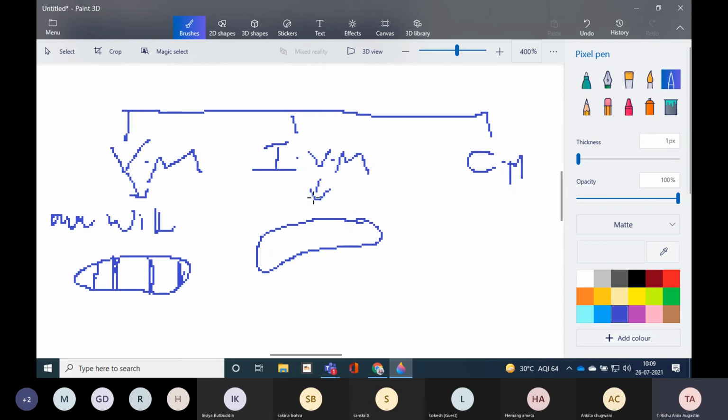Voluntary muscles are controlled by our will, but involuntary muscles are not under our will. Is this much clear? Now the last one is cardiac. This is found in the heart. Cardiac muscles are found in the heart. You can write it is found in heart.